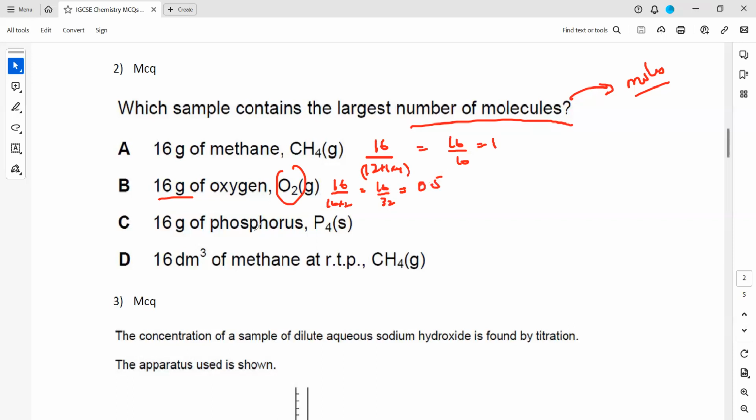What about phosphorus? 16 gram of phosphorus solid. So mass in gram is 16. And what is the mass of phosphorus? 31. And how many phosphorus atoms are there in this? That is 4. So it will be 31 multiplied by 4, so it will be 124.